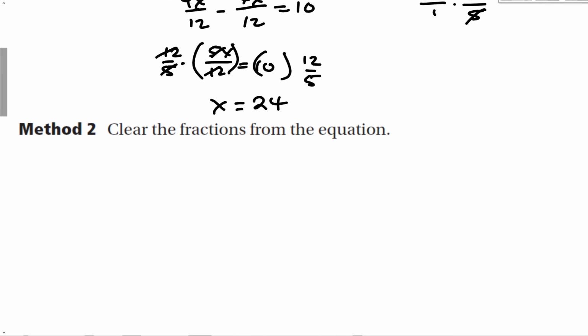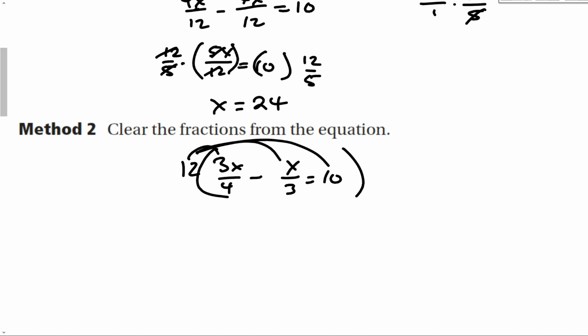The next method is to clear the fractions from the equation. So let me write this problem over again. It was 3x over 4 minus x over 3 is equal to 10. Okay? So now what I can do is multiply everything by the common denominator, which in this case is still 12. When I multiply everything by 12, I'm going to distribute this 12 to each term, all three, the left side and the right side. Because if I want to multiply the left side by 12, I have to multiply the right side by 12 to keep the equation balanced.